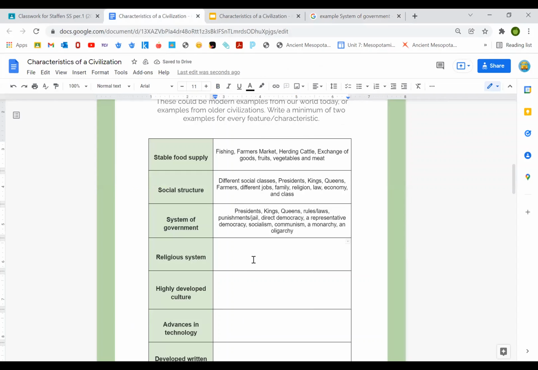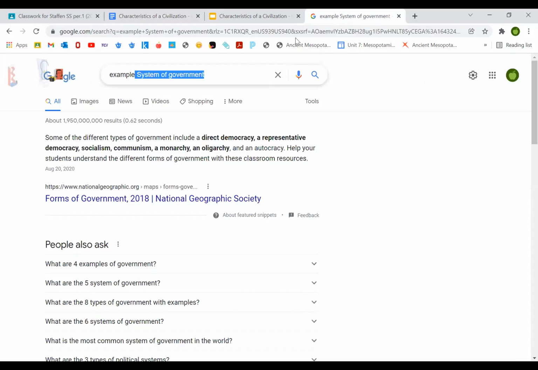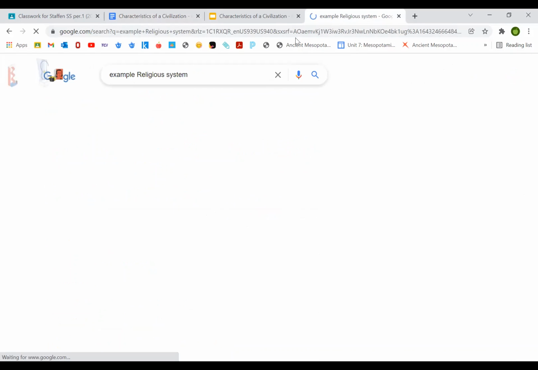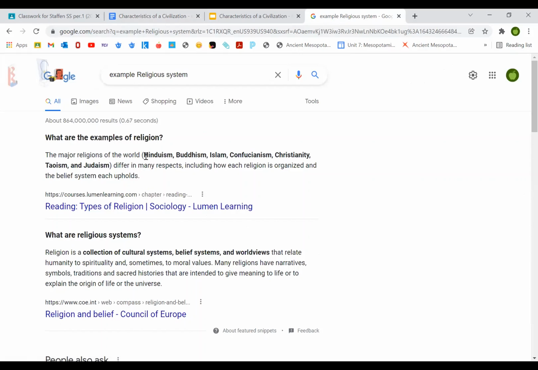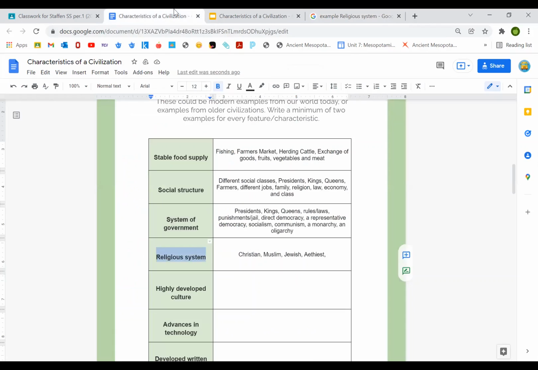Religious system. You could do Christian, Muslim, Jewish, atheist, which means that you don't believe in a God, you believe in science. You could do, well, let's see. Yeah, Hindu, Buddhism. Okay. These are all different religious systems.